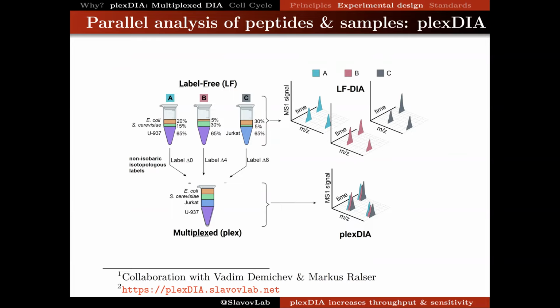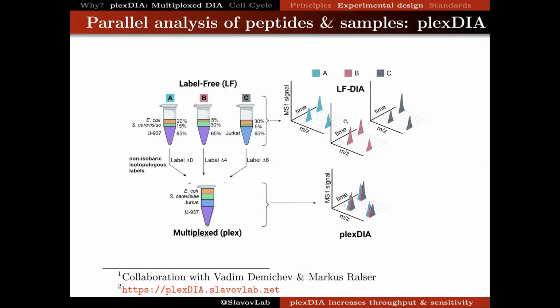Specifically, we prepared samples here indicated with A, B, and C, in which we mixed the proteomes from different species and in fact, different cell types, either human monocytes, human T cells, yeast cells, or bacterial cells. And because we know exactly how much of each proteome we put in each sample, we have a robust expectation for what should be the ratio between the proteins from each species in any pair of samples. So this kind of samples, of course, can be analyzed conventionally by label-free data-independent acquisition.